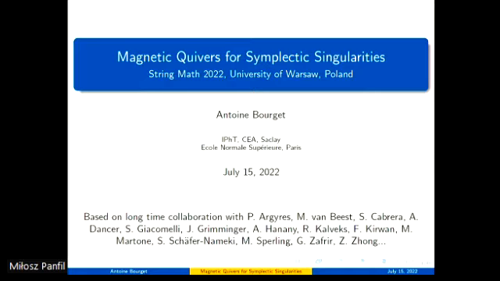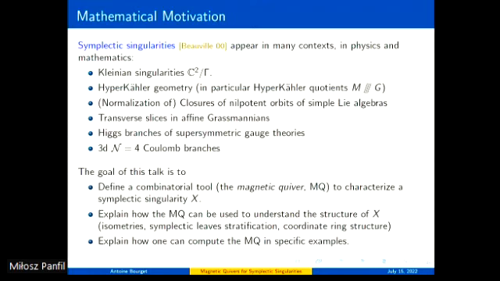So I don't expect that you know what any of these two concepts are. So I will explain this. But first, let's start with some motivation. And the motivation will be examples to tell you that actually these symplectic singularities are a relatively common thing in math and physics. So let's start with some mathematical motivation with a list of examples.